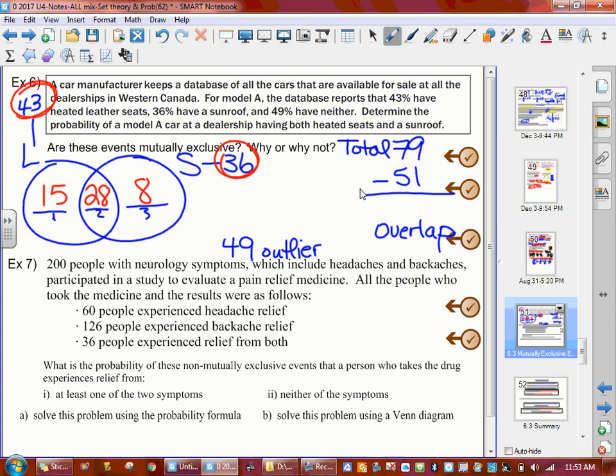Yeah, we're saying no. I see a lot of head shaking. You're right. It's not mutually exclusive. So we're saying no. They are not. And the reason, because they have the overlap. Some have both. They share both. Okay?